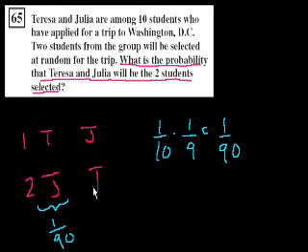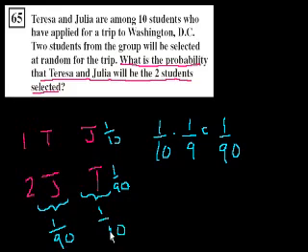And then what's the chance of this other order happening? Well, it's the same thing. This is 1 in 10, and this is 1 in 9, right? And so you have a 1 in 90 chance of it happening.